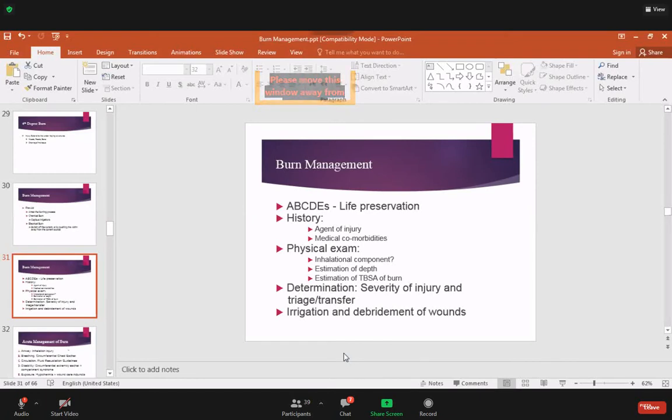And while you are transferring the patient, or while you are looking at the patient and taking these 3 components, the inhalational component, estimation of depth, and the estimation of total body surface area, you determine whether the patient is having a severe injury, or a minor, or a moderate injury. If the patient is having severe injury, you have to triage the patient, and then you have to transfer the patient to the burn center. And meanwhile, if you have availability, you can irrigate and debride the wounds in the emergency setup also.